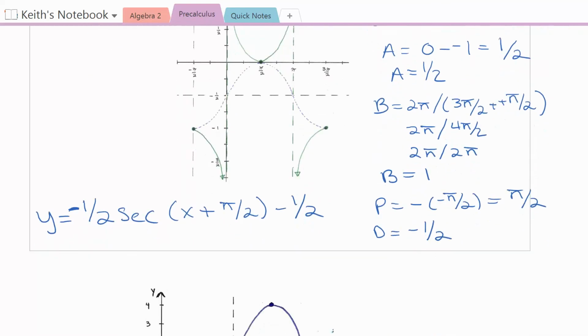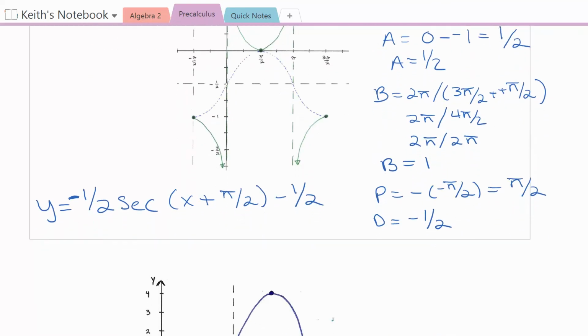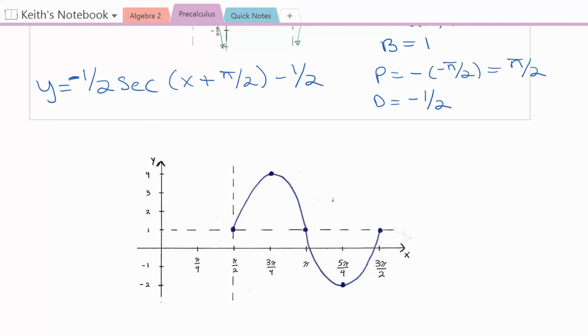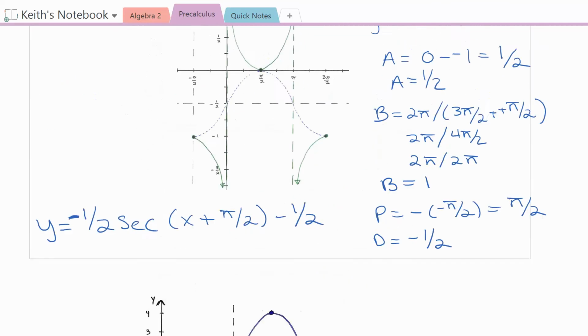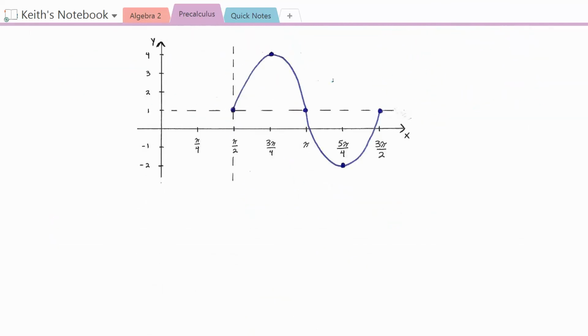All right, so let's look at the next one. This one's a little easier because this is either a sine or cosine curve. In this case, because it starts and goes up and then down and then back up again, this is a sine curve. Now we've got to fill in what the shifts are.